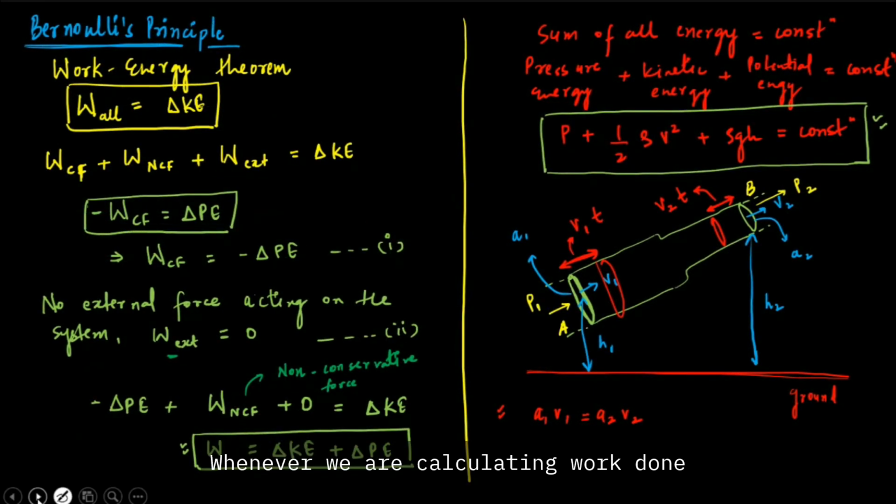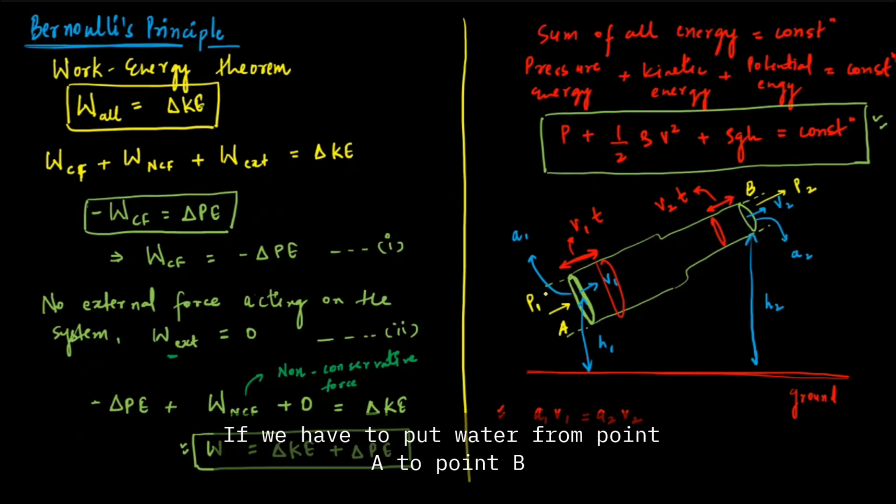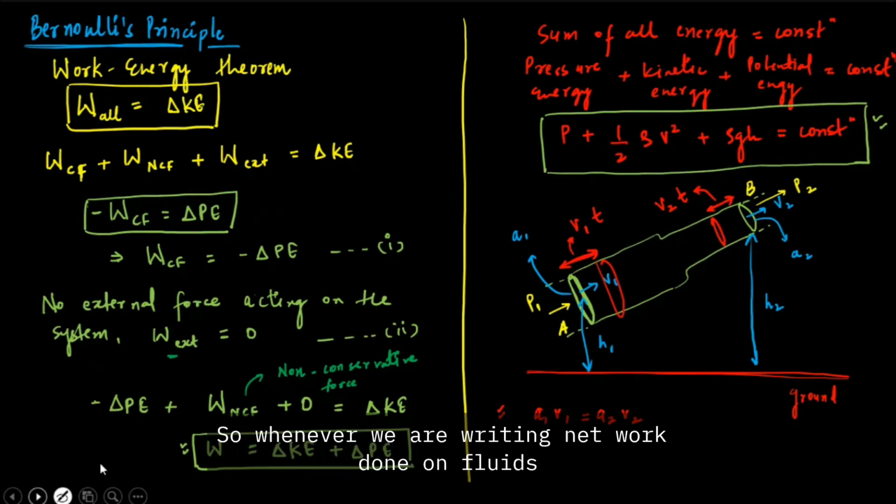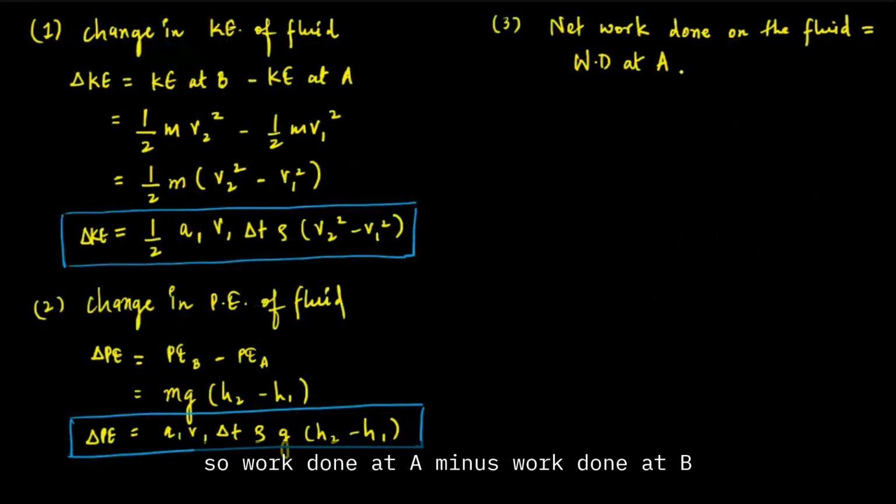Whenever we are calculating work done, just think about it. If we have to put water from point A to point B, do we have to do work, or if we have to put water from B to A, then we have to do work? At what point do we have to do work? From A to B or from B to A? We have to do work from A to B because we're working against gravity. Exactly. So whenever we are writing net work done on fluid, work done at A minus work done at B, that is what we'll write.